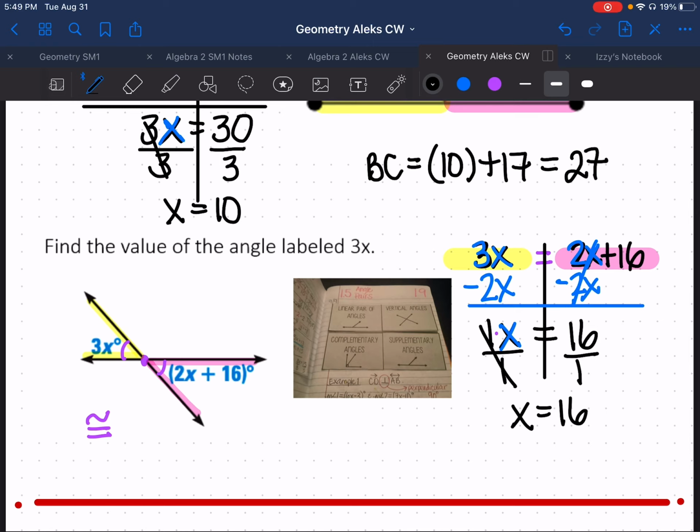It did ask me to find the value of the angle labeled 3x. That's my yellow one. So the measure of that angle would be 3 times 16, which is 48 degrees. This would be the answer that I would give.